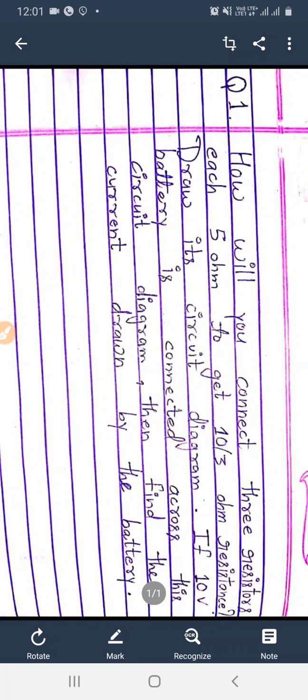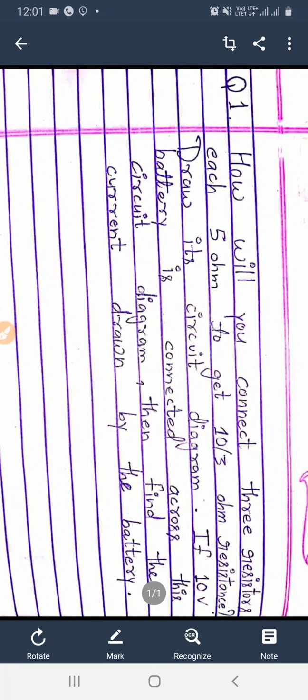Hello, Namaskar. This is also one of the questions sent to you for class 10 physics, chapter 12 electricity. The similar one I sent you by solving.